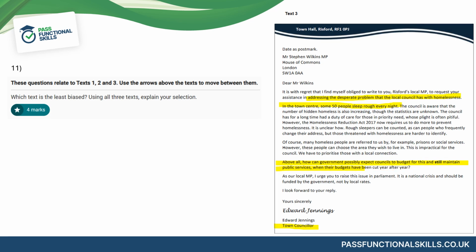This text also has a persuasive purpose, so we know that persuasive text will always be biased. He's trying to persuade the MP to take action with his request here, so request his assistance in addressing the desperate problem that the local council has with homelessness, and at the end he says it should be funded by the government. So he's trying to persuade the MP to take action and make homelessness be a government issue rather than a local council issue. So this is definitely a very biased text, despite the fact that it does contain some facts.